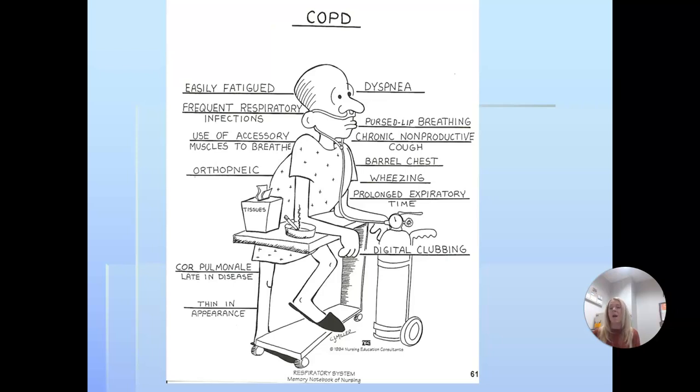They have a chronic non-productive cough, so they're coughing a lot, but they're not actually coughing up any secretions. You might see sort of barrel-chestedness, a widening of their chest because of using those accessory muscles a lot, wheezing, digital clubbing, and generally thin in appearance.